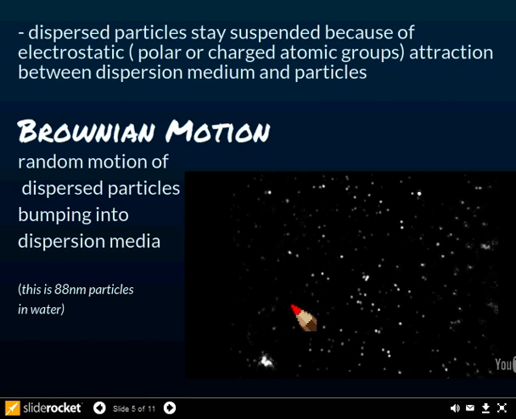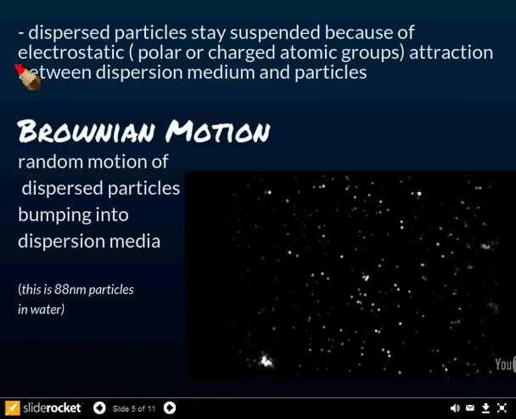Well, what causes this Brownian motion and what keeps the colloidal particles suspended in the dispersion medium oftentimes is the fact that those colloid particles are electrostatic.